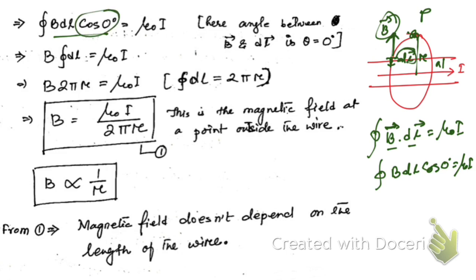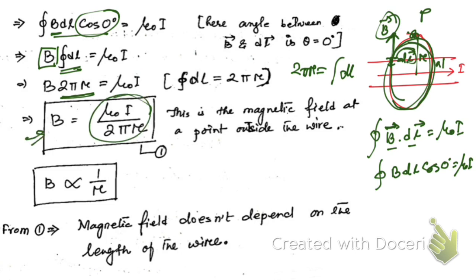Now you see B is constant here, a uniform magnetic field, so it can be taken outside. And the integral of dl, as we are integrating along this path, will give the circumference of this circle, which is nothing but 2 pi r, right? So we put 2 pi r here, and from this we get B equal to this. This is the required expression, right? Here B is inversely proportional to r, and from this expression it is clear that B is independent of the length of the wire.